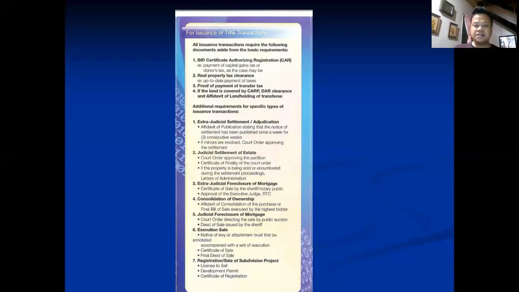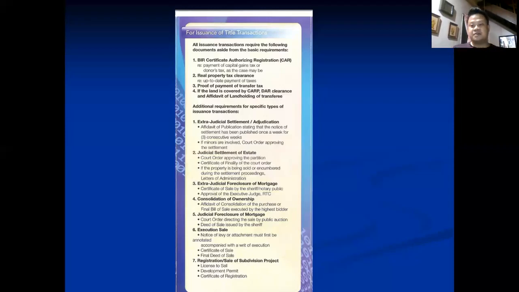So there is a need of an affidavit of publication stating the notice of settlement has been published once a week for 3 consecutive weeks. So you pay for it, and it will indicate there the title numbers that are part and parcel of the extrajudicial settlement. And it will also tell you who is the notary public who notarized that particular document and the date of the same. Now, if minors are involved, there is a need for a court order.